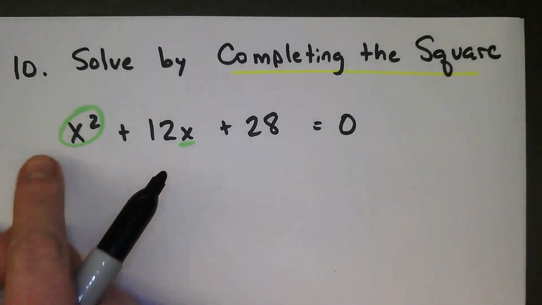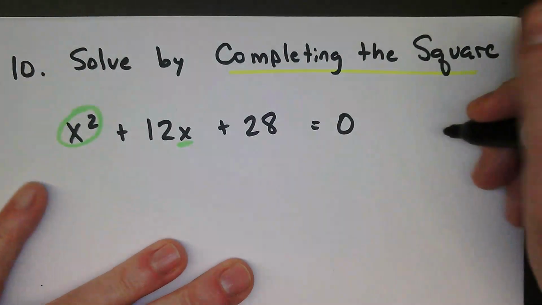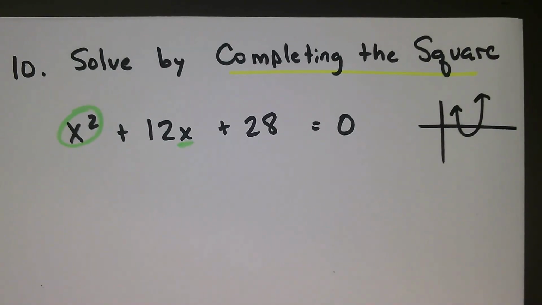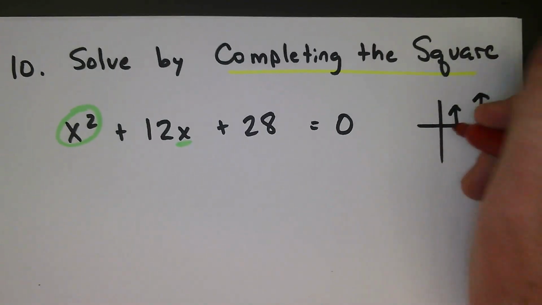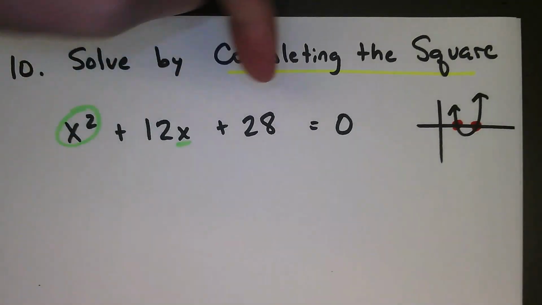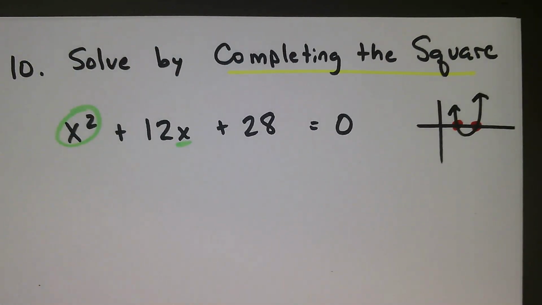is the x-intercepts, right? A quadratic makes a U-shaped graph. If we put that on a coordinate grid, the solutions are the x-intercepts. So graphing is one method that we could use to solve it, but we're not going to do that here. We're actually going to complete the square. So how do we do that?